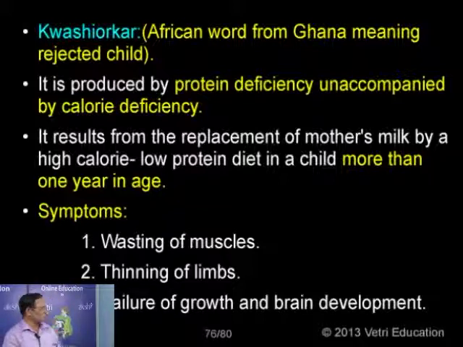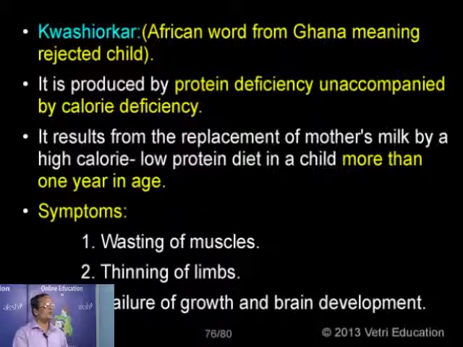Once again, it normally results from the replacement of mother's milk, as in the case of that one. Replacement of the mother's milk with a diet or food which contains high calories but low protein. So there you have a diet containing both low calorie and low protein, but here the diet contains high calories. The energy value is there, but it is a low protein diet. That is one of the reasons for the development of the disease in the case of infants more than 1 year of age.